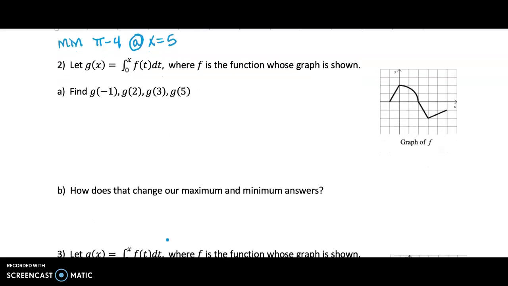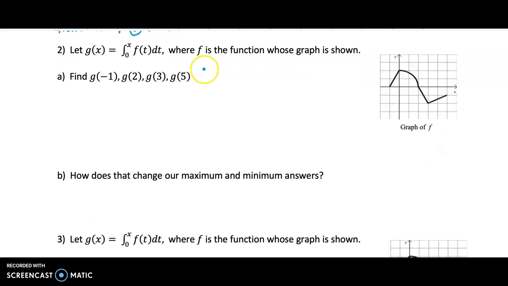Sometimes we're going to get problems like this, where our function is defined from 0 to x, f of t dt. However, they're asking us for g of -1. So let's see what that looks like. That's just plugging in -1 for x, so g of -1 equals the integral from 0 to -1 of f of t dt. And you should be looking at this and saying this is wrong. Our lower bound is supposed to be smaller than our upper bound. So we need to change that. Okay, so we need to flip it.